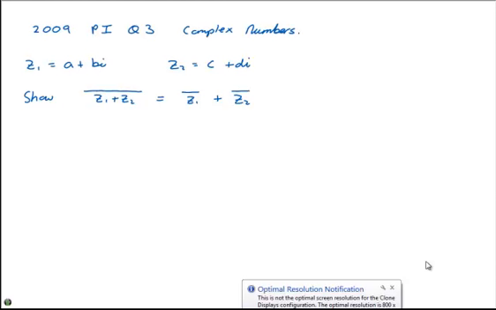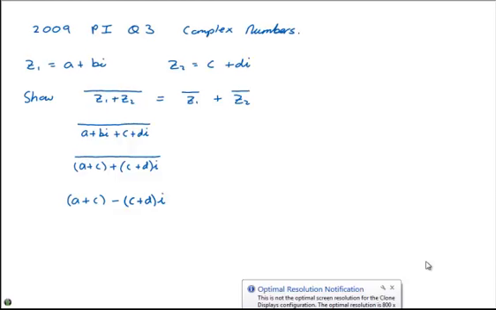Okay? So working on the left hand side here, we'll leave it under the bar for the moment. You'll have a plus bi plus c plus di. Staying under the bar, a plus c will group together because they're the real parts. b plus d, times i, is the imaginary part. The conjugate of it is a plus c minus (b plus d)i. Equals, equals, equals all the way down.